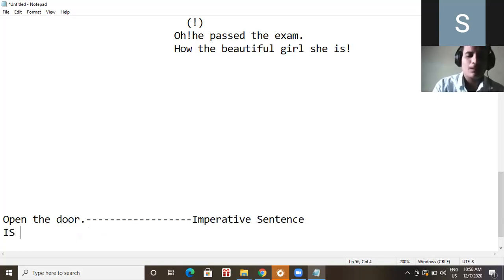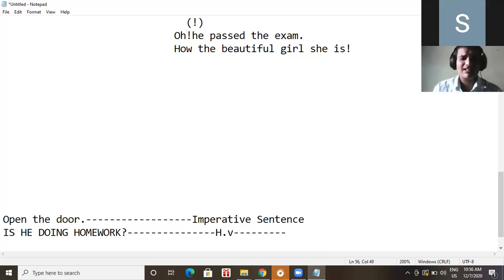Next, is he doing homework? Yes. What type of sentence? Is is a helping verb, and it ends with a question mark. What is this sentence? Tell me. Yes, this is a yes or no question. Yes or no question type in interrogative sentence.